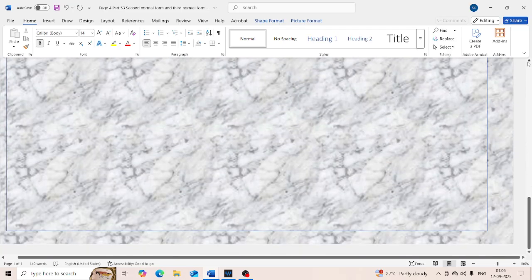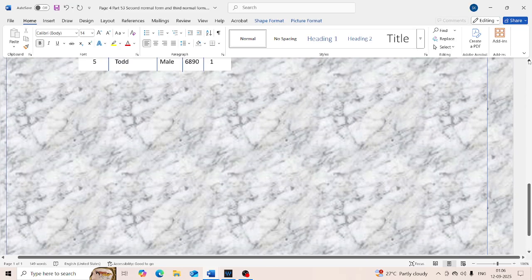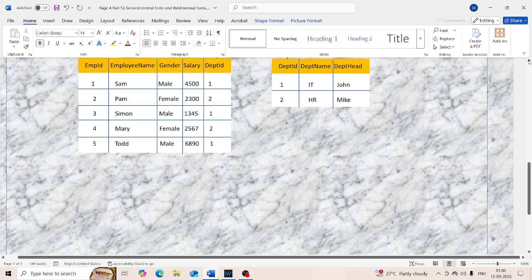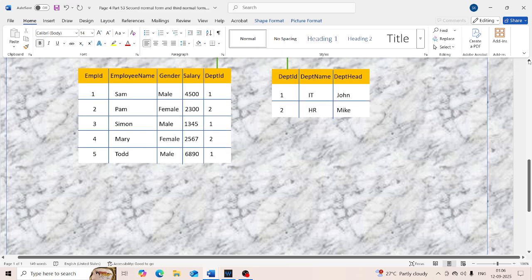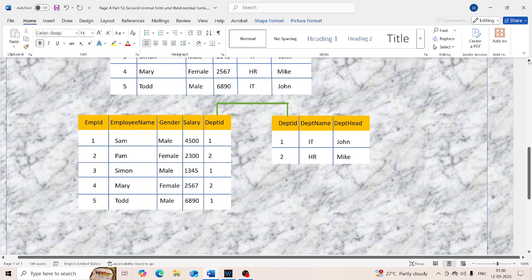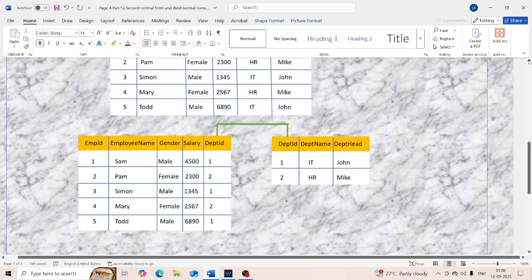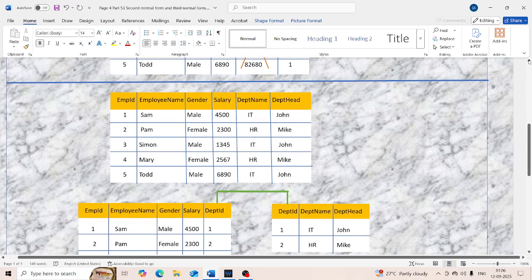We will talk about moving to a separate table. We will talk about that now. This is the separate table.